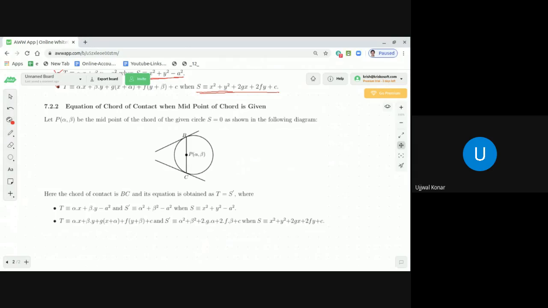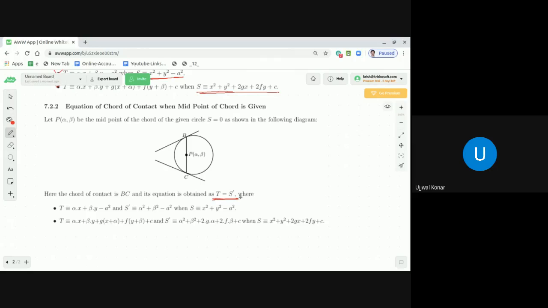So here in the previous case, what was alpha beta? Alpha beta was the external point from where the tangents are drawn. But here we are going to find the equation of the chord of contact when the midpoint of the chord is given. So here BC is the chord of contact, and its midpoint, let's assume P. That means PB is equal to PC, where the coordinate of the point P is alpha comma beta. Then the equation of that chord of contact BC is obtained as T equal to S dash.